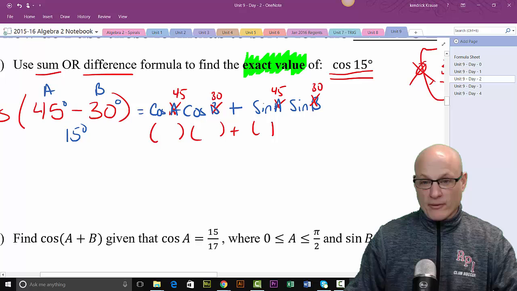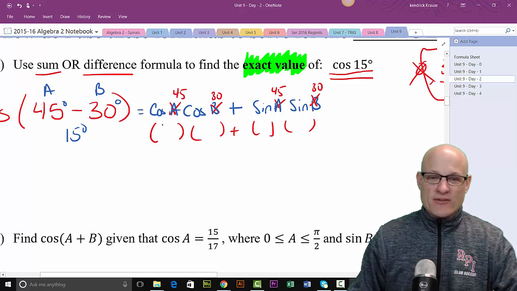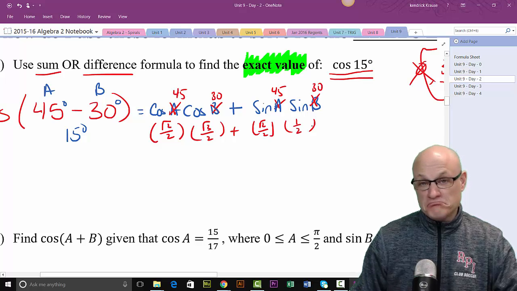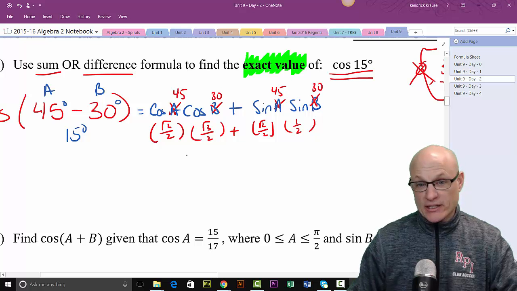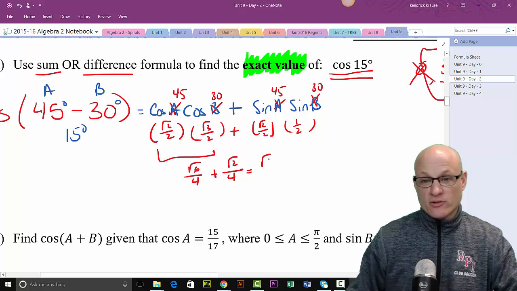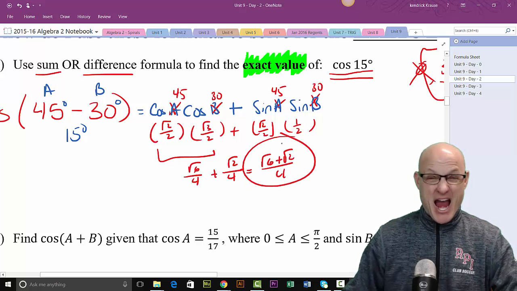Cosine 45, square root of 2 over 2. Cosine of 30, square root of 3 over 2. Sine of 45, square root of 2 over 2. And the sine of 30 is 1/2. This should all look familiar. You multiply these two, you get the square root of 6 over 4, plus the square root of 2 over 4. And this is the square root of 6 plus the square root of 2 all over 4. Oh my God, math is so much fun.